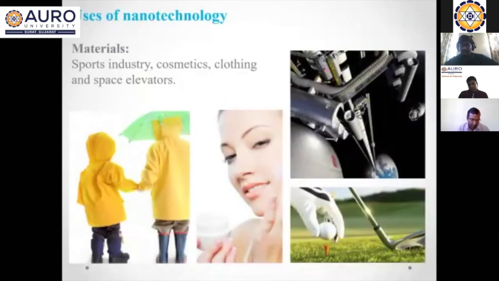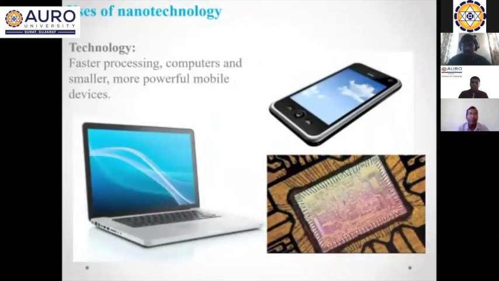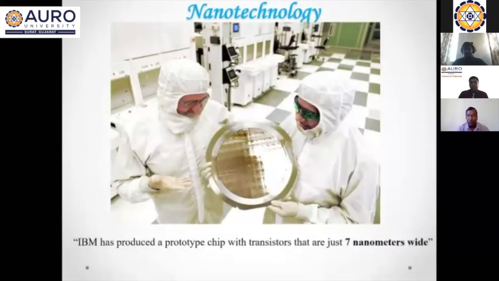Some nanomaterials are used in cosmetics like anti-wrinkle creams and sunscreen. Also, nanofibers and nanomaterials are used in sports equipment. Scientists are also hoping to make space elevators to see the orbital movements. Nanotechnology is helping to build faster processing supercomputers, mobiles, and smartphones. Maybe you have seen that IBM has produced a prototype chip with transistors that are just 7 nanometers wide. So you can imagine how this technology is helping to build this technological world.